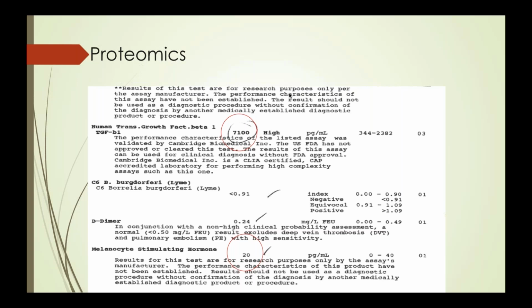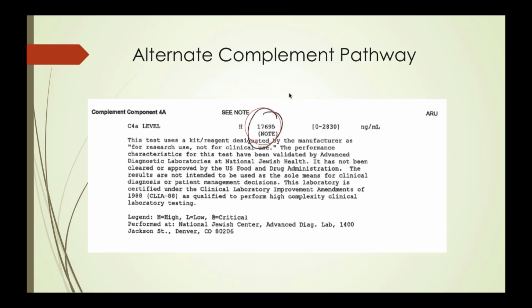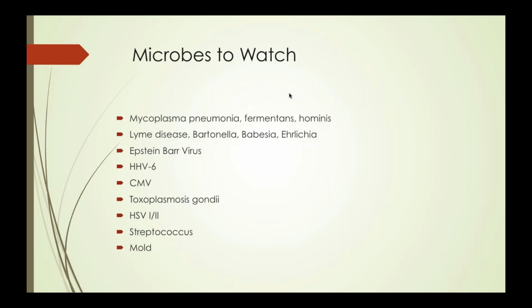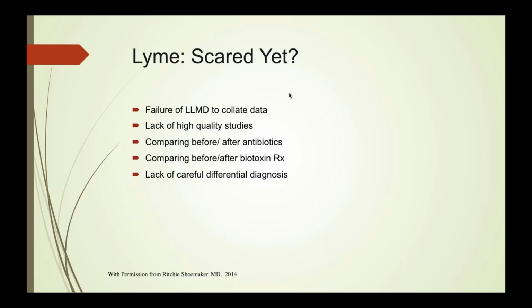The correct range is above 35. So this is an individual whose MSH is low at 20. And here is a very high C4A. So this represents someone who's clearly got a mold exposure. It's not 6,000, which likely is Lyme or maybe mold. It's 17,000. And so that is specific to Lyme. So what are some of the microbes I want you to look out for? The mycoplasmas, tick-borne illnesses, some of the viruses like EBV, HHV6, and CMV, toxoplasmosis, which is really a parasite, HSV1 and 2, streptococcus, and mold forms.